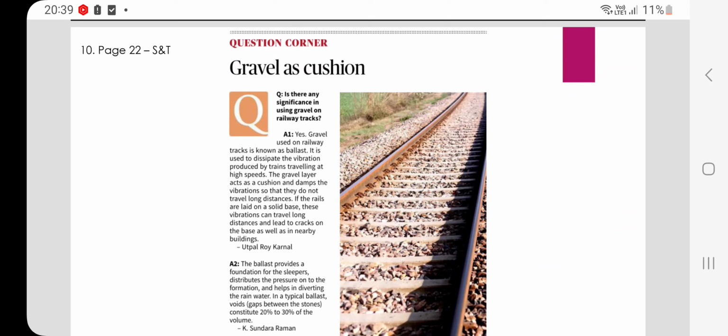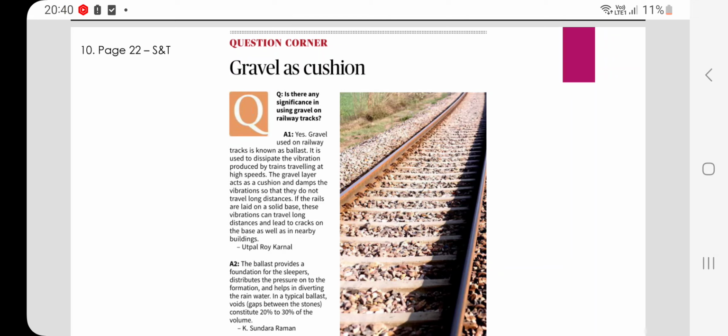Gravel layer acts as a cushion and damps the vibration, so that it acts as a dampener, that we already said. It damps the vibration so that they do not travel long distance. If the rails are laid on a solid base, these vibrations can travel long distance and lead to cracks on the bases as well as in the nearby buildings. The ballast provides a foundation for the sleepers, distributes the pressure onto the formation and helps in diverting the rainwater. In a typical ballast, voids, gaps between the stones constitute 20% to 30% of the volume.